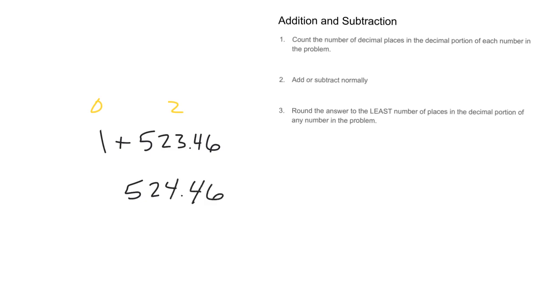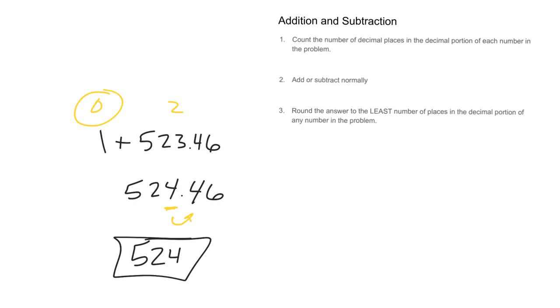We are going to round to the least number of decimal places, which is this 0 right here. And so we are going to round to this number here, this 4. We look back, check out the one behind it, and we see 524 is our final answer because we don't want to have any decimal places in this number because our original did not have any decimal places.